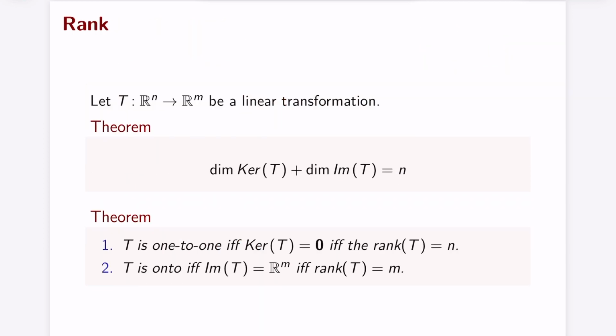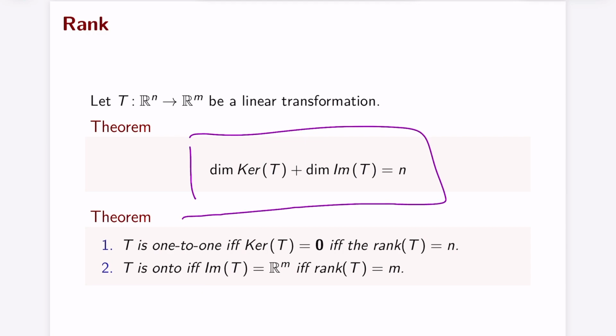So let's review some results that are going to be very, very useful in practice. This is a very important result: the dimension of the kernel plus the dimension of the image is always equal to n, the dimension of the domain. This is a very important equation because, considering the dimension of one of the spaces, using this formula, you can always calculate the other one.